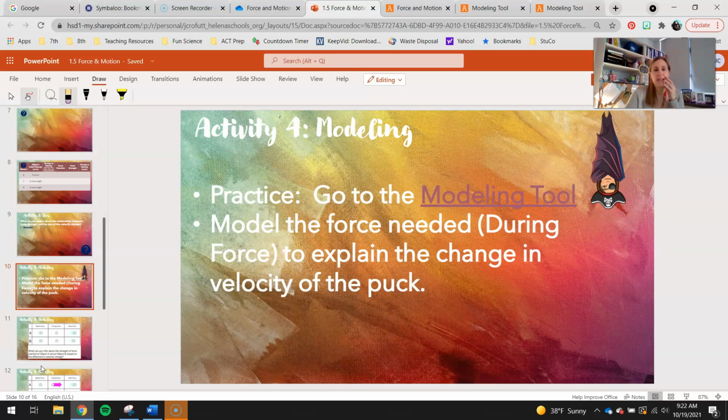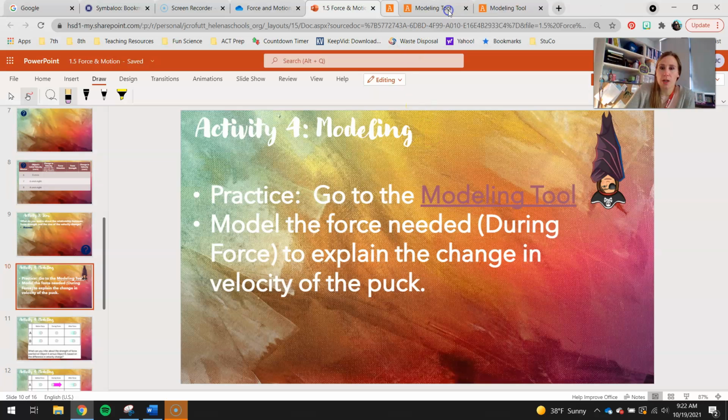Okay, so this is the activity for modeling. I'm going to show you guys first how to use the modeling tool, and it's really important that you understand how to use this because on lesson 1.6, which is coming up next week, if this is 2021, then you will be using the modeling tool for a quiz grade. So you will be graded on how well you understand how to use that modeling tool. So really make sure you focus in and understand what you're doing today, starting right now.